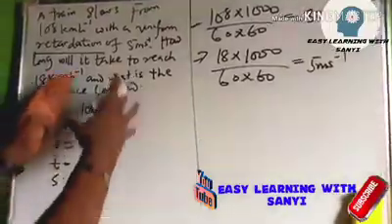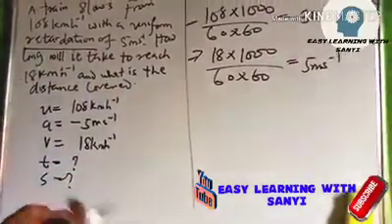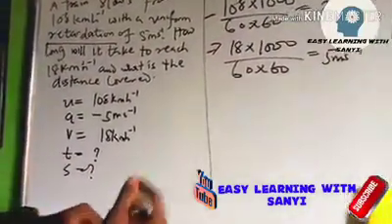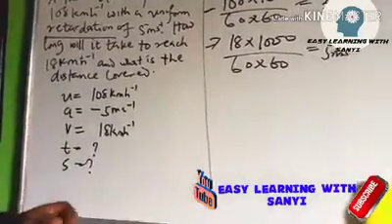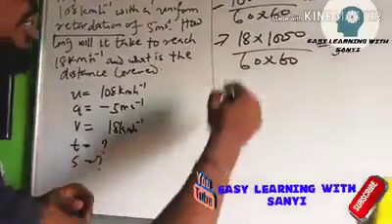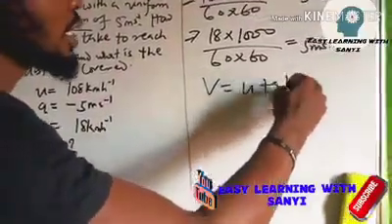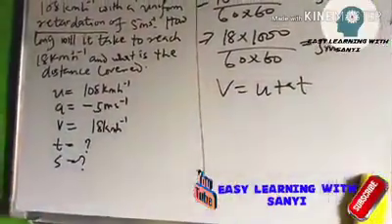Now the units are uniform, I can now solve. So from there, what equation do I use? I need to find t. Let's go to the first equation of motion. The first equation of motion says v is equals to u plus at. That's the first equation of motion.